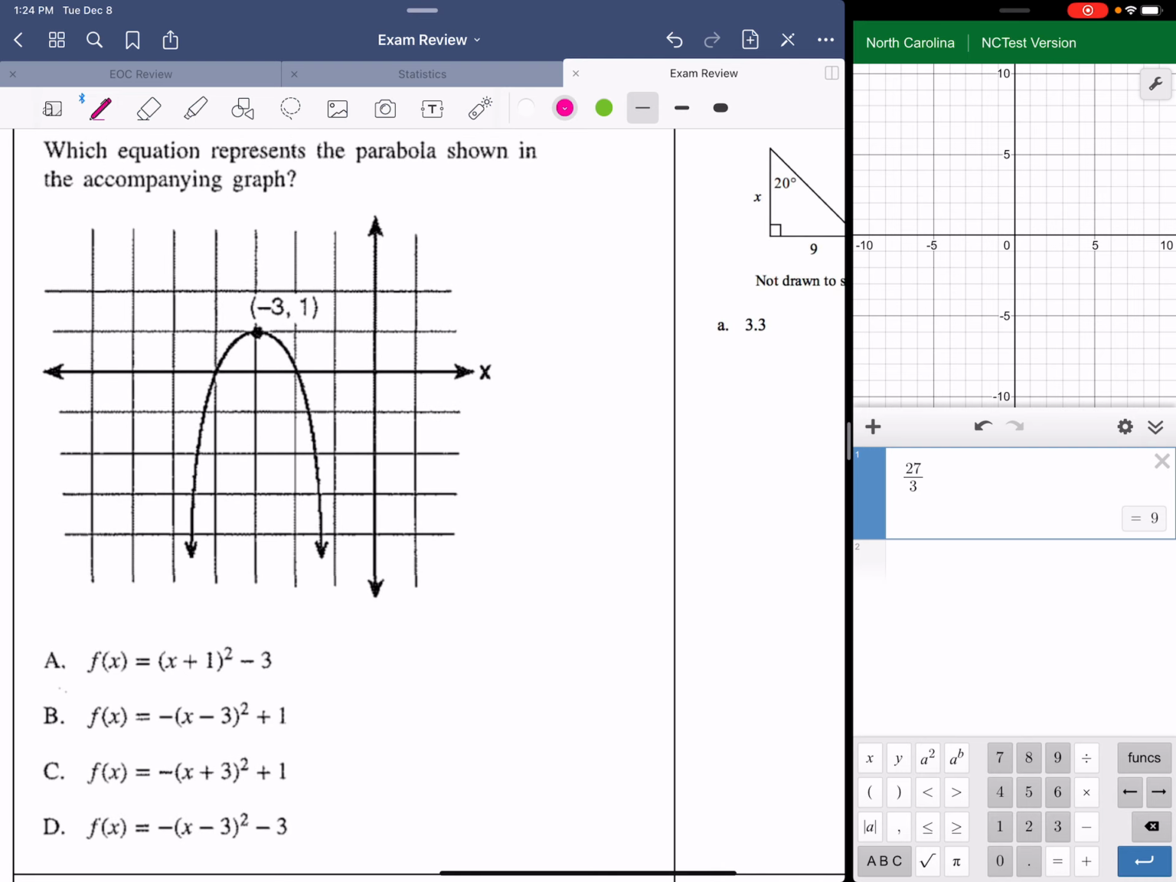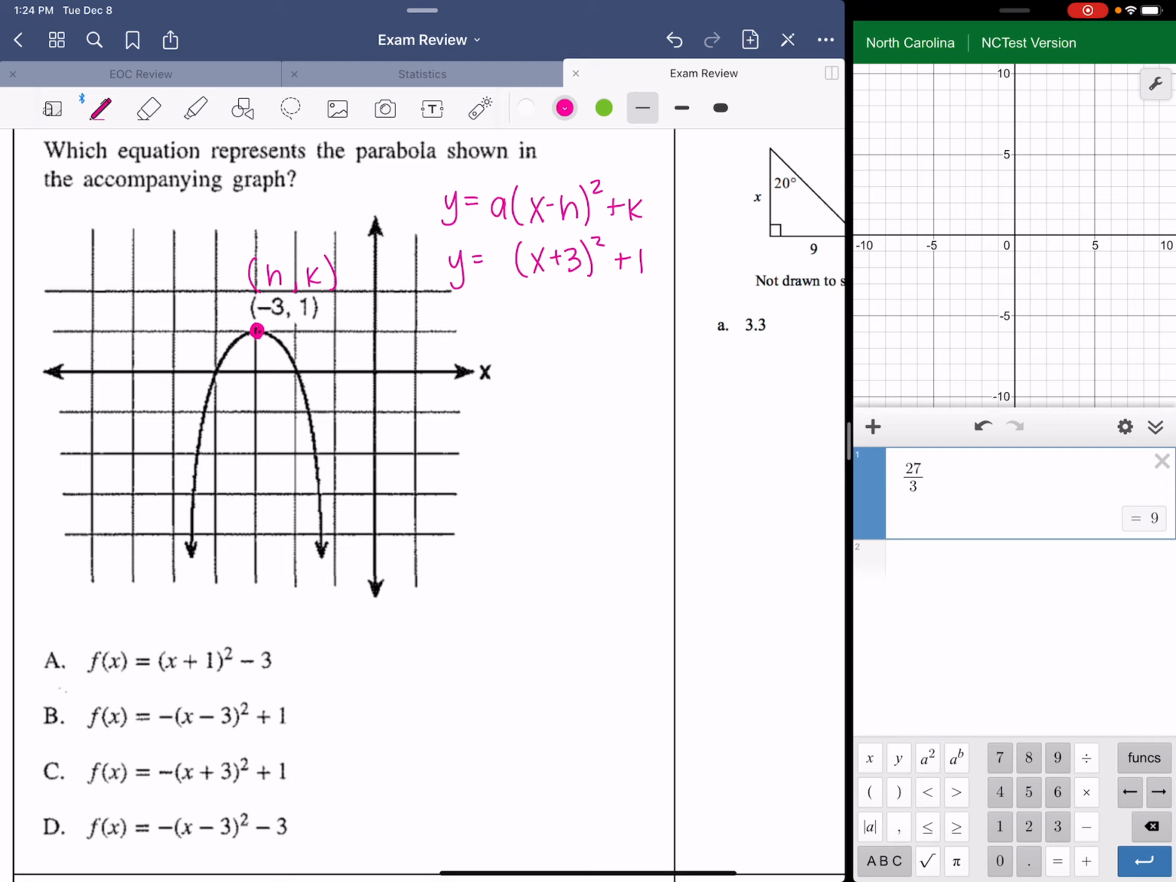Okay, which equation represents the parabola? So this is in vertex form. Since our vertex is -3, 1, remember that's your h, k value, when you have the form y equals a times x minus h squared plus k. So if h is -3, then that would be x minus -3 or plus 3 squared, and k is +1.